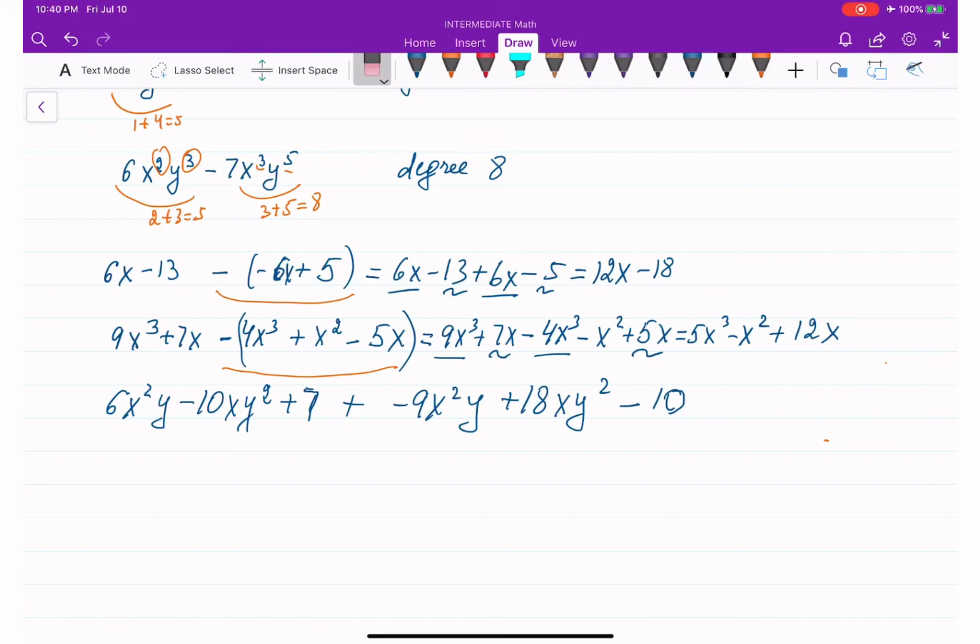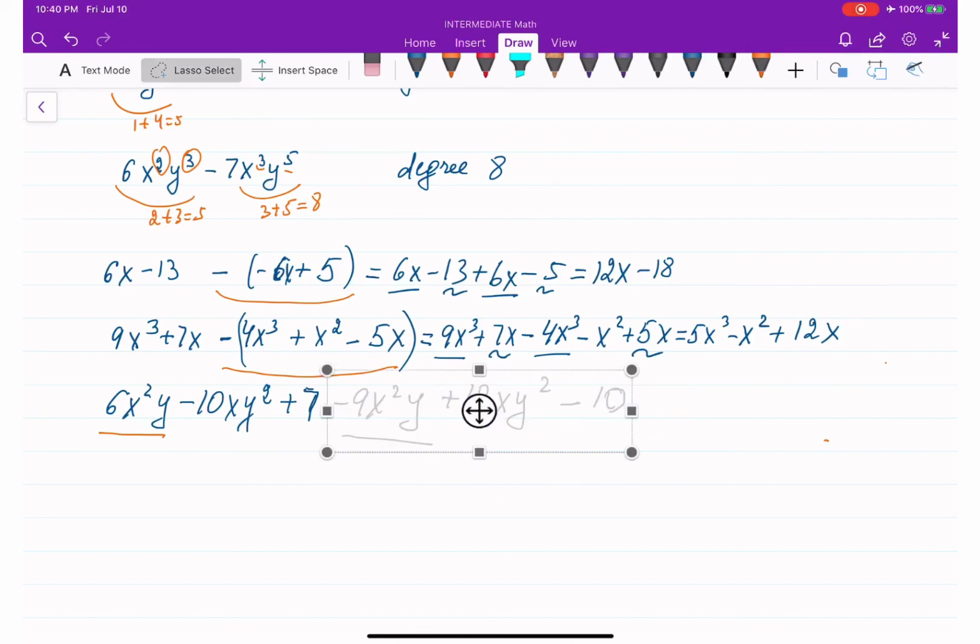Okay, so let's combine like terms. 6x squared y, here it is, a like term. Let me see, I can clean this plus also because I don't need it. There we go. So x squared y, next xy squared. Here is also xy squared, a like term.